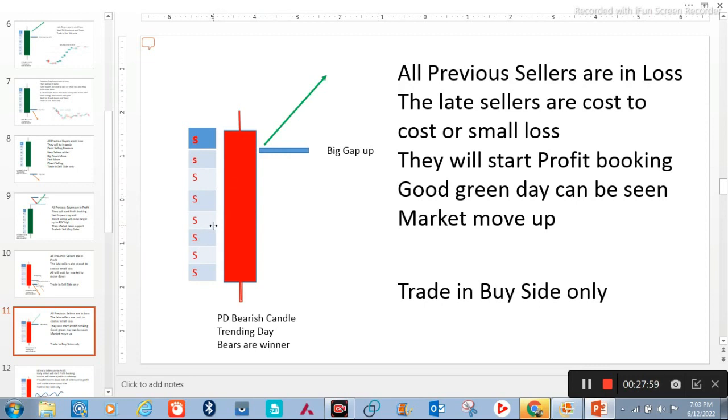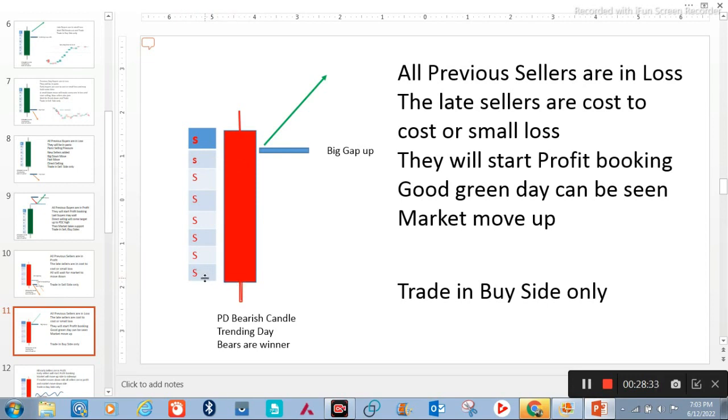Suppose he sold here. Let us say this is the opening price. He sold here, say at 100 rupees. Maybe opened also at 100 rupees. It is cost to cost. Suppose A is the early seller. He is the late seller. See the situation.